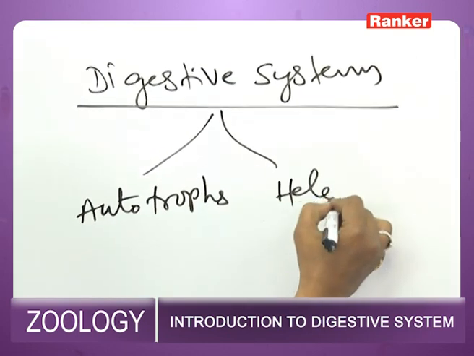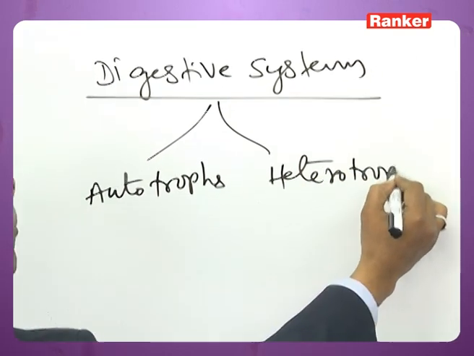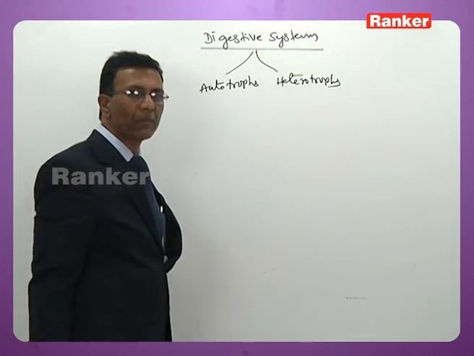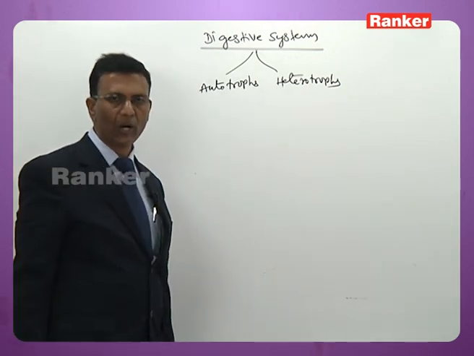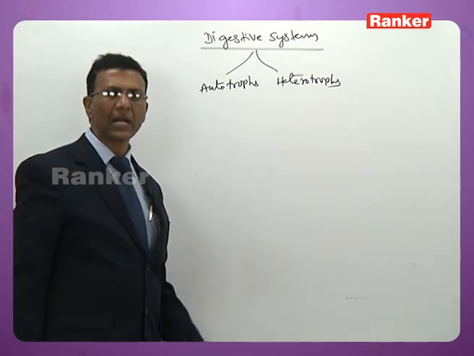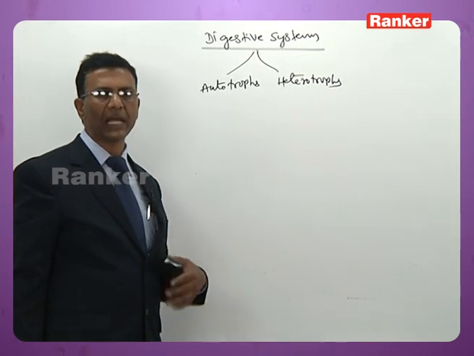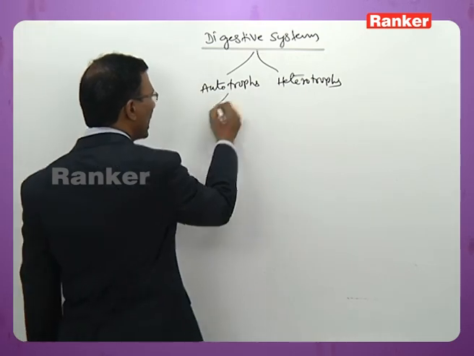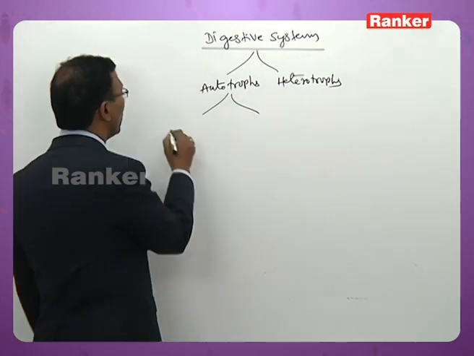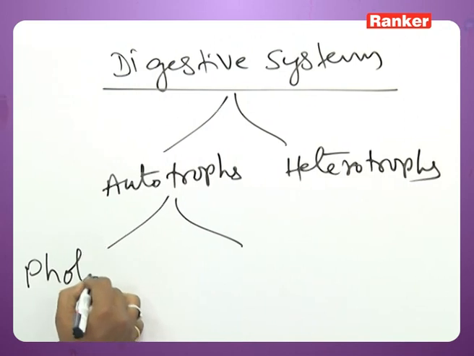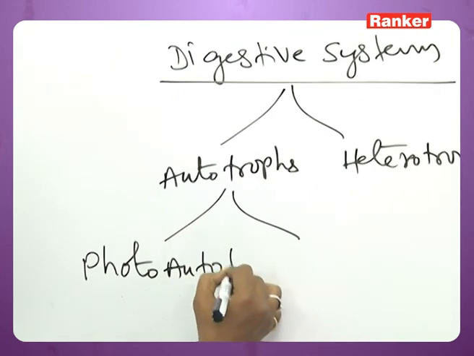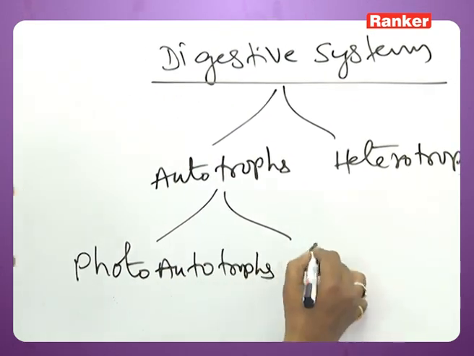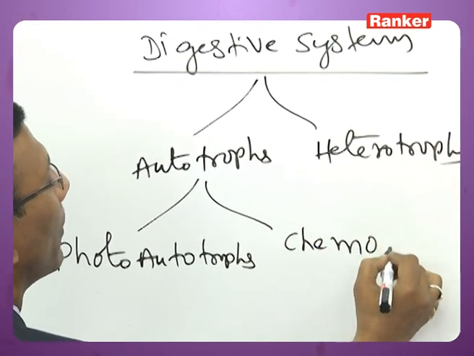Autotrophs and heterotrophs. What are autotrophs? The organisms which can prepare their own food are called autotrophs. Then organisms which are dependent on autotrophs, either directly or indirectly, are called heterotrophs. Now under autotrophs, once again there are two types: photoautotrophs and chemoautotrophs.